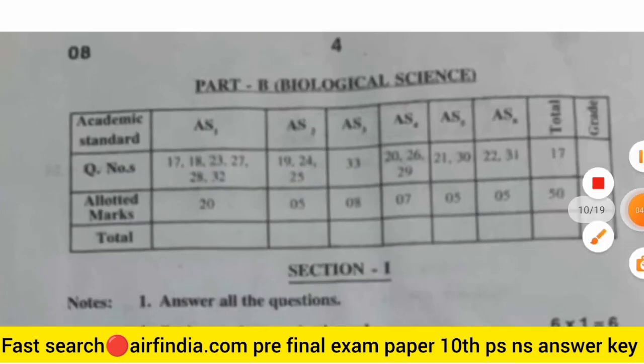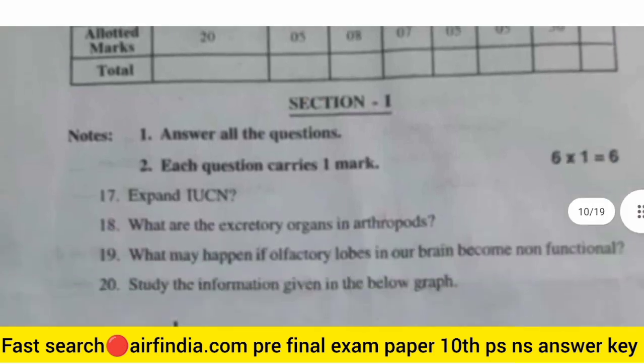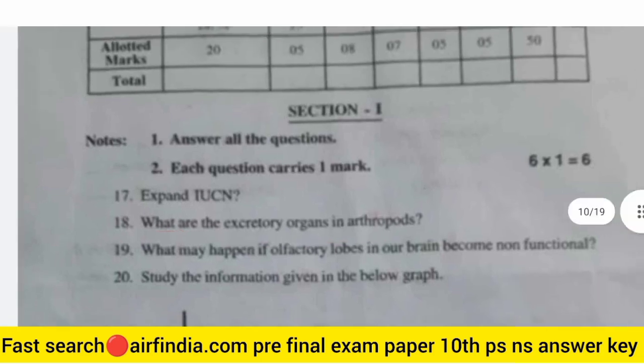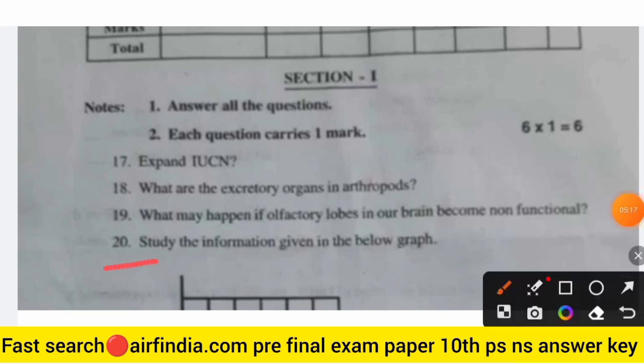There is a biological science part B, okay? This is your charts, and the section first is expand IUCN. Okay, what are the excretory organs in arthropods, and what may happen if olfactory lobes in our brain become non-functional? And the next is study the information given in the below graph. Okay, so we will see the graph.